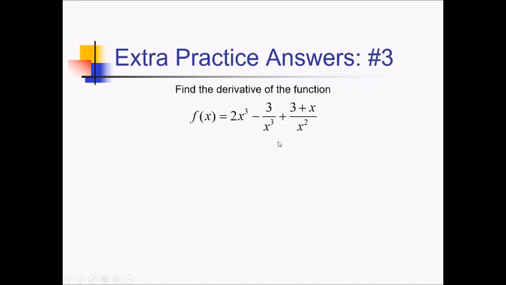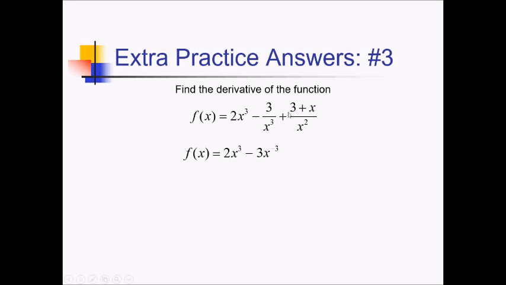To take the derivative of this function, we're going to first rewrite all of these with exponents and no fractions. So we have 2x cubed, that can stay the way it is. This next one, though, I can rewrite as 3x to the negative 3rd power. And for this next one, I'm actually going to split this fraction up. So I can think of this as 3 over x squared plus x over x squared. But I don't want to write those with fractions.